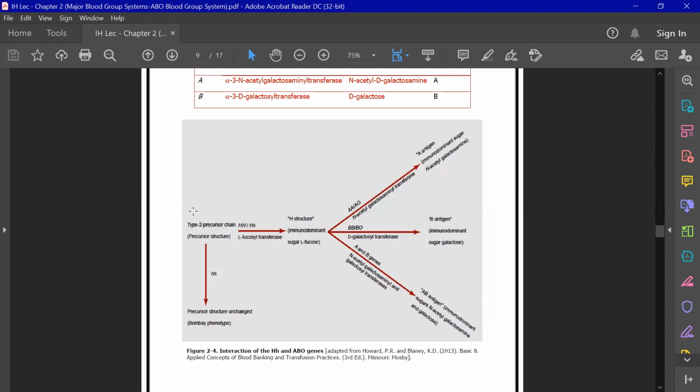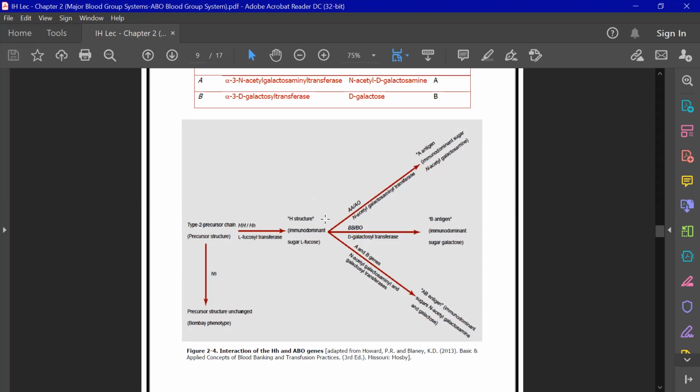Okay, so in the formation of your A, B, and H antigens on the red cells, take note, we are talking about red cells here. So when we are talking about the formation of red cell antigens, ang precursor substance natin, or the type of our precursor substance would be the type 2 precursor chain. Okay, so we have here your type 2 paragloboside. So the inheritance of your H gene produces now the enzyme called the L-fucosyl transferase, and this enzyme will now add sugar L-fucose to the type 2 precursor chain to form now your H structure.